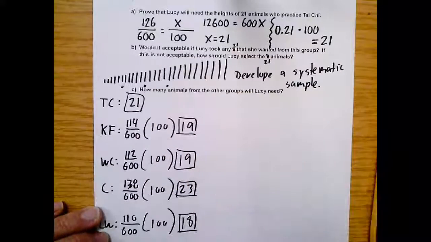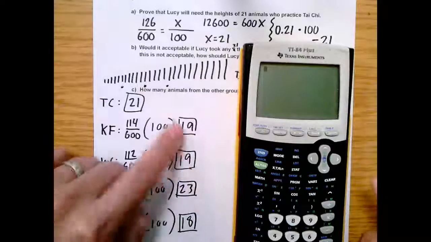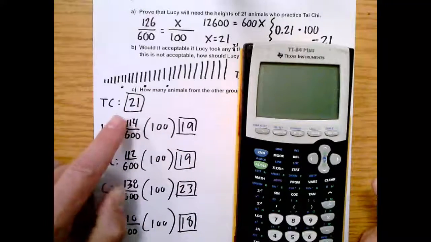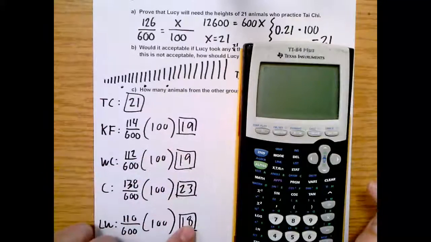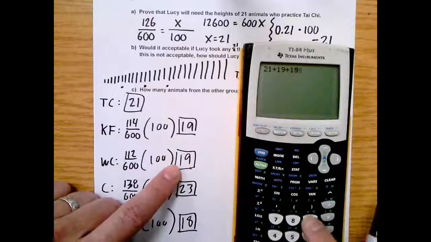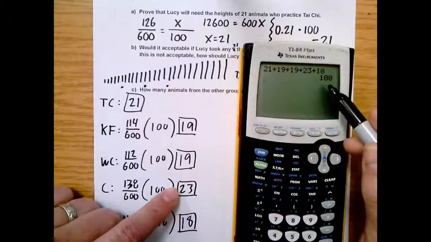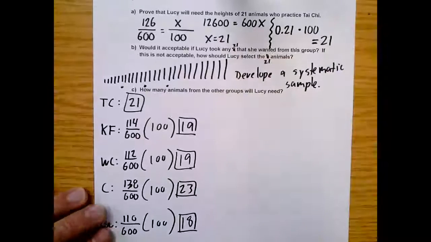And real quick, a smart move to check this is to add up these numbers, and they should all add up to 100, because we said we're going to interview 100 different animals. Just make sure real quick. So 21 plus 19 plus 19 plus 23 plus 18. Boom. You got 100, and those are your answers.